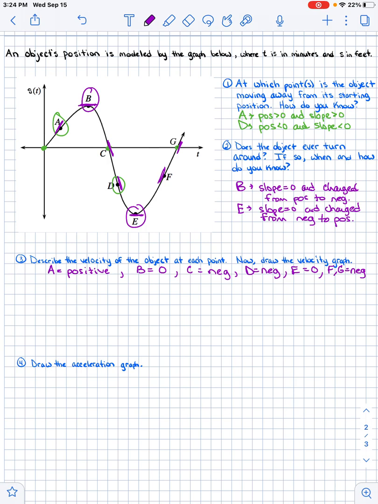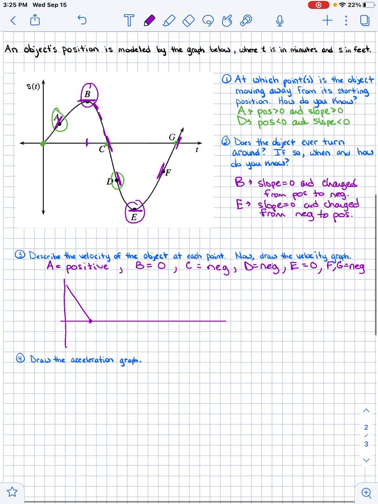Okay, so if we draw the velocity graph, let's do that. It starts out with a positive slope, then a 0 slope. So we're going to have to get a 0 slope here at B. B is not the x-axis, I'm going to take that away. We have a positive slope to start, and then we hit a 0 slope right here. From there, the slope is negative for quite a while, but look what happens. It's negative and not very steep. It gets really steep here.